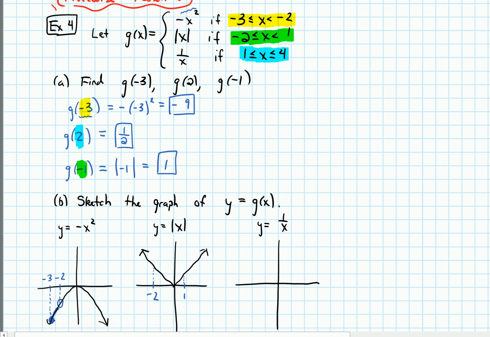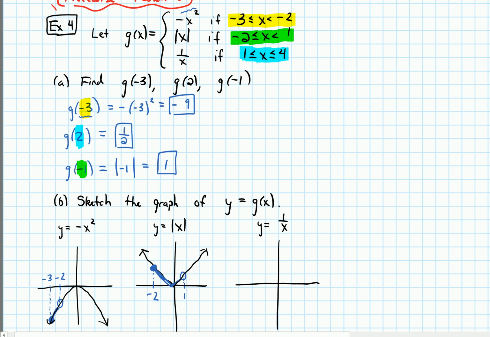Okay, and at -2, I do have an equal sign, so I put a closed circle. I am allowed to reach that point. At 1, there's no equal sign, so I put an open circle. I'm not allowed to reach it. And x is allowed to be anything between those 2 values, so I shade in this middle part. That's the part of my graph I'm going to keep.